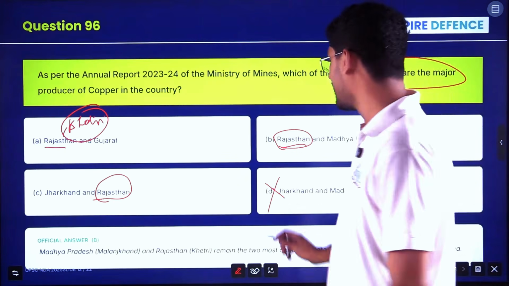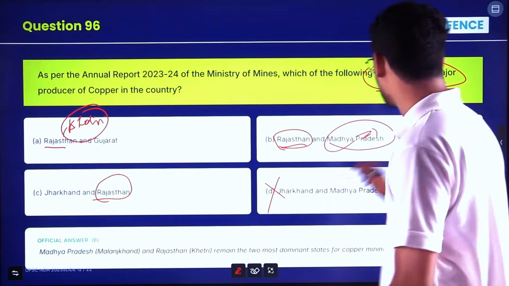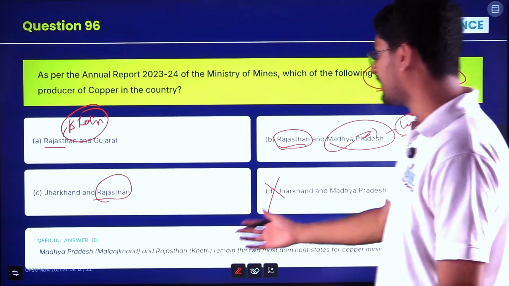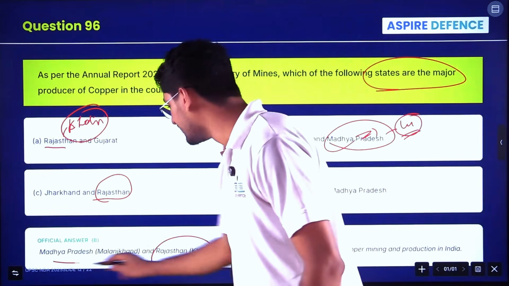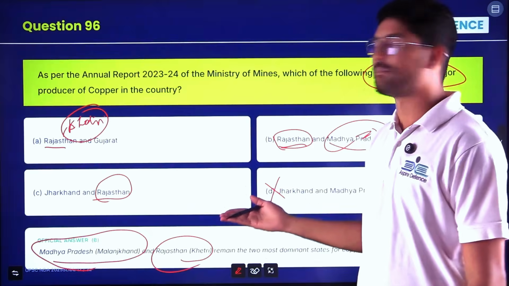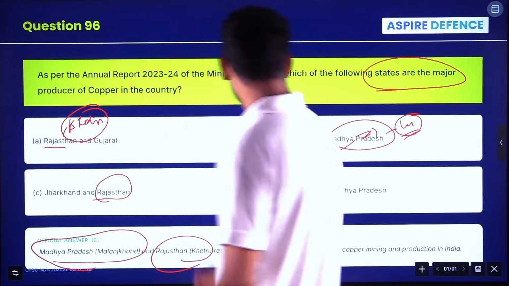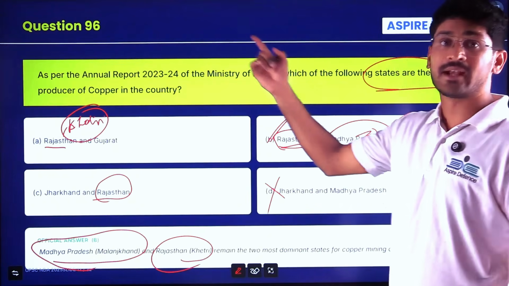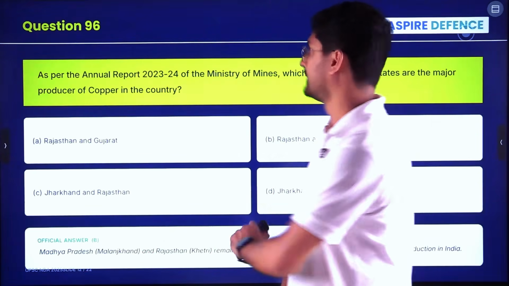The other state is Madhya Pradesh. You have Malanjkhand in Madhya Pradesh, which is also one of the biggest copper mines, along with Rajasthan's Khetri. Rajasthan Khetri and Madhya Pradesh Malanjkhand. So these are not concept oriented but facts. You have to know them and answer. Here the answer is option B, Rajasthan and Madhya Pradesh. So these are the themes I discussed, that you have to focus on and revise, my friends.